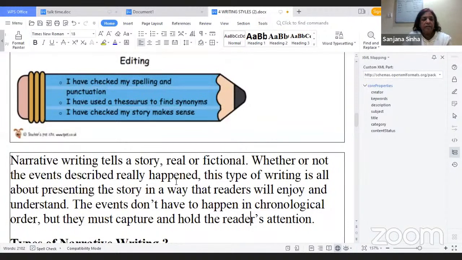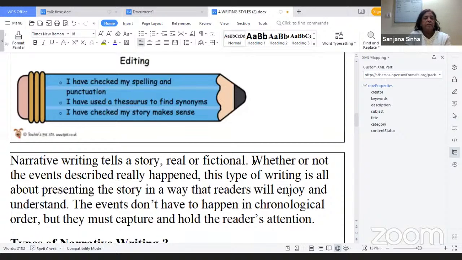So narrative writing tells a story, real or fictional. Your story which you will be writing in your exam, if it comes, can be a real story. It can be an anecdote which really happened in your life, in somebody else's life. Every person is a story in himself or herself. We all have our own stories. Some interesting, some not so interesting. So story can be real, story can be fictional.